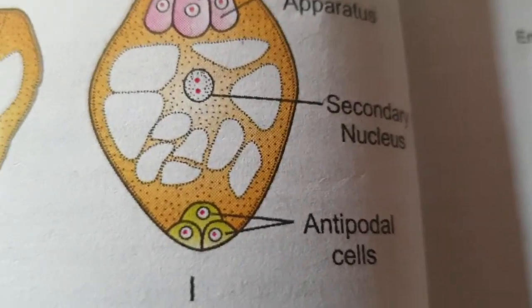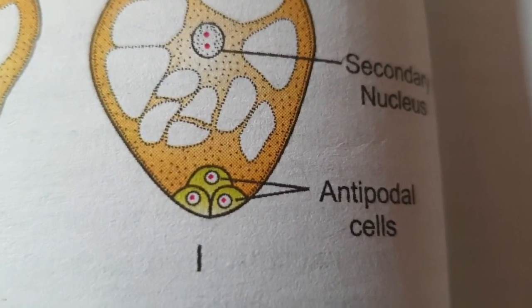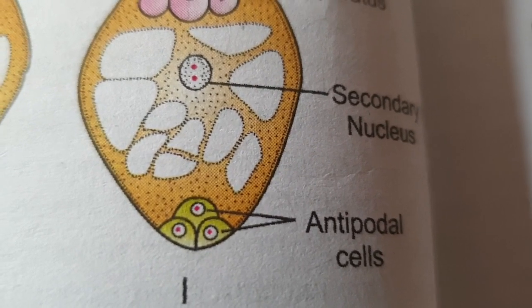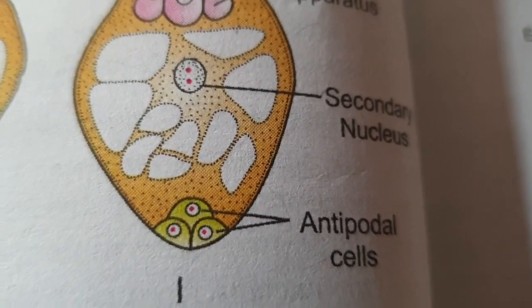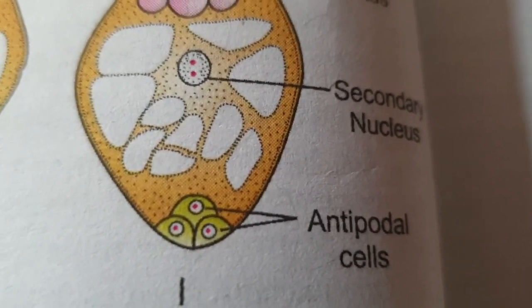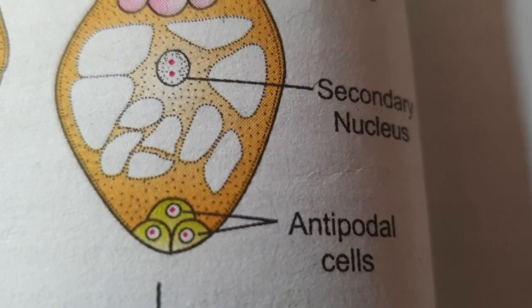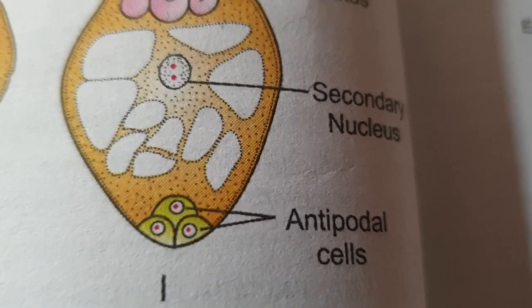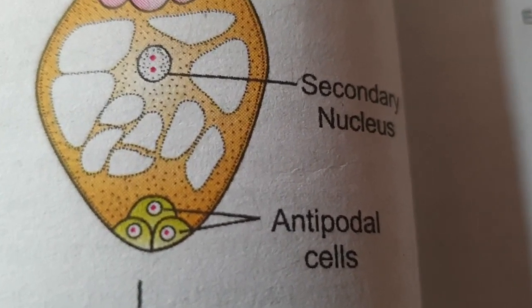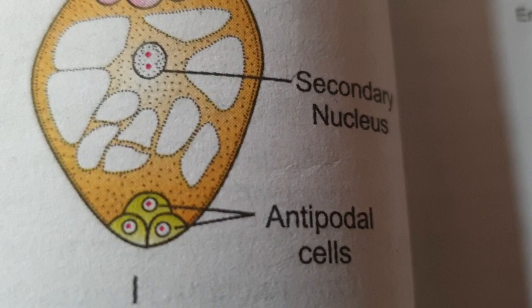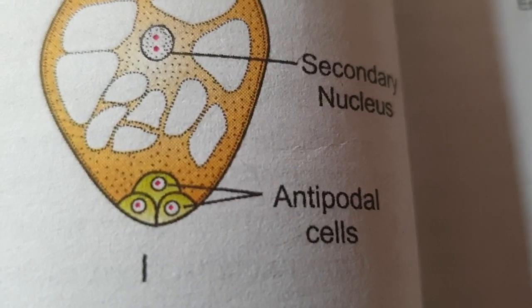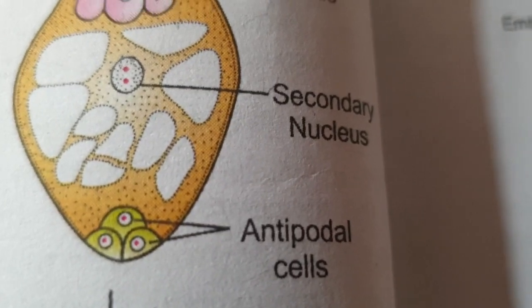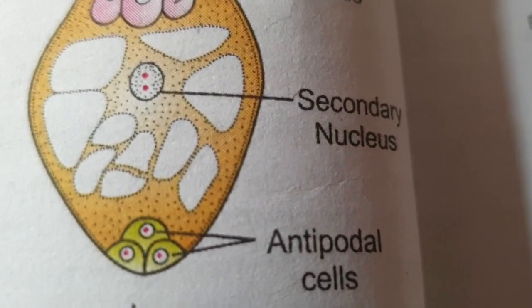Now the antipodal cells: here also 3 cells are present towards the chalazal end. These are vegetative cells and they degenerate, because they provide nourishment. While they are providing nourishment they are absorbed and finally degenerate. They possess enzymes, starch, lipids and proteins which are taken up by the zygote and embryo when they are developing.